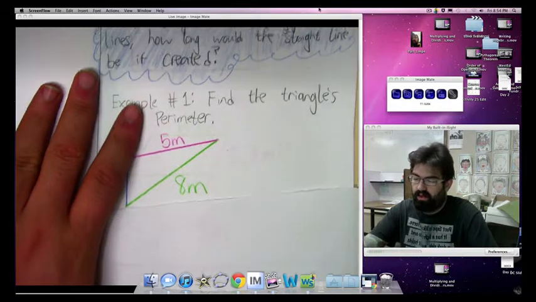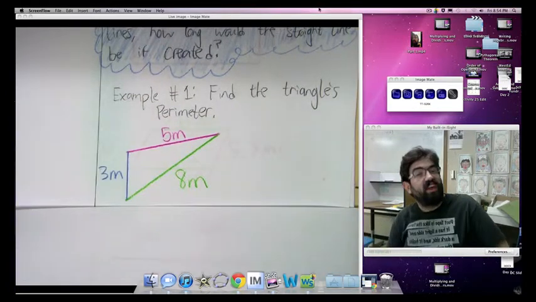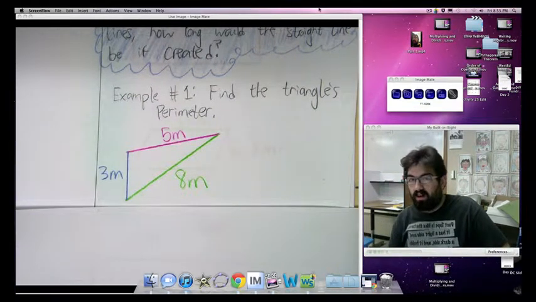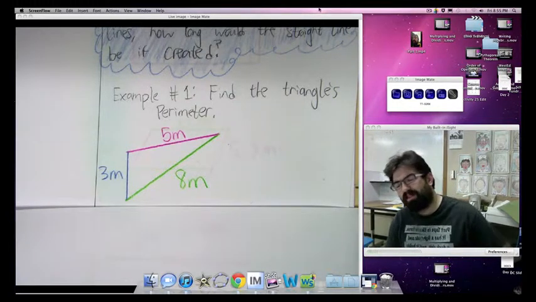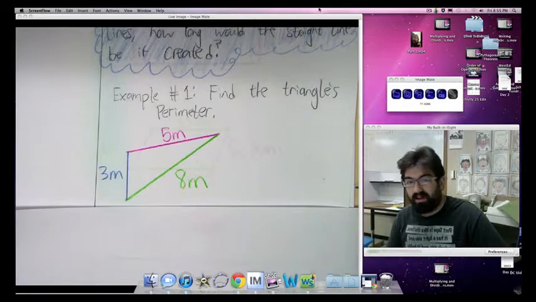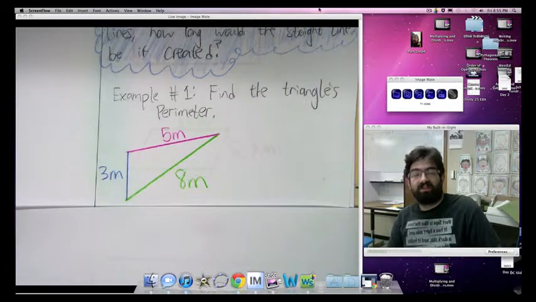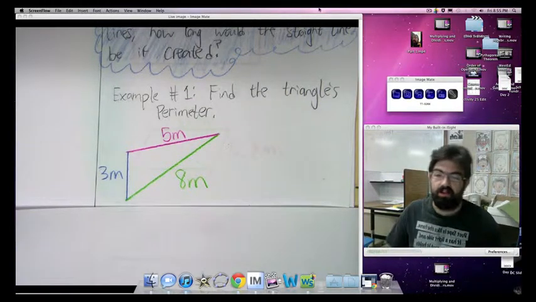So here we go. Our first will be a scalene triangle. It is scalene because all three sides are, of course, different lengths. So we're going to find the triangle's perimeter. One side is 3 meters, one side is 5 meters, and the other one is 8 meters.